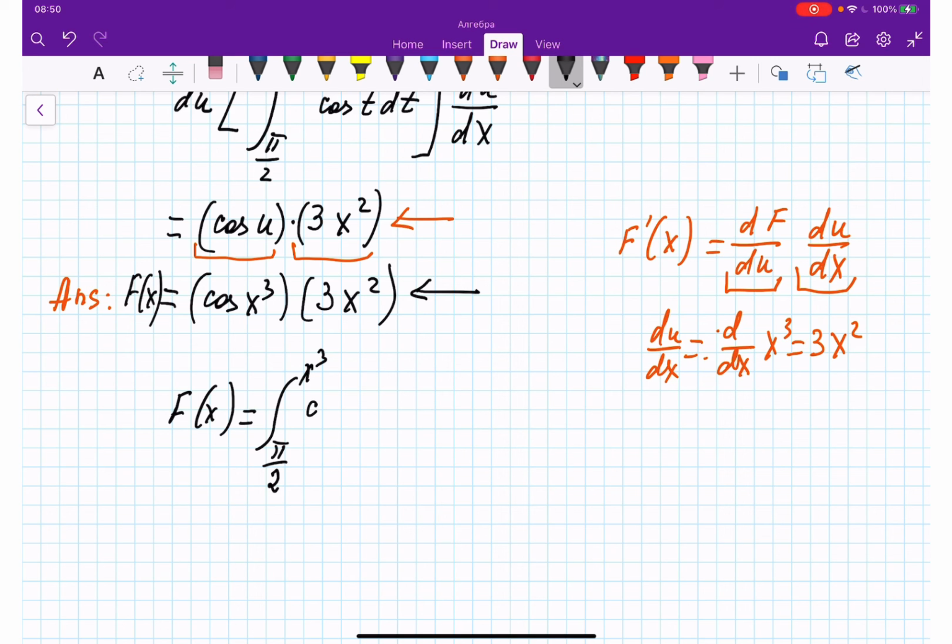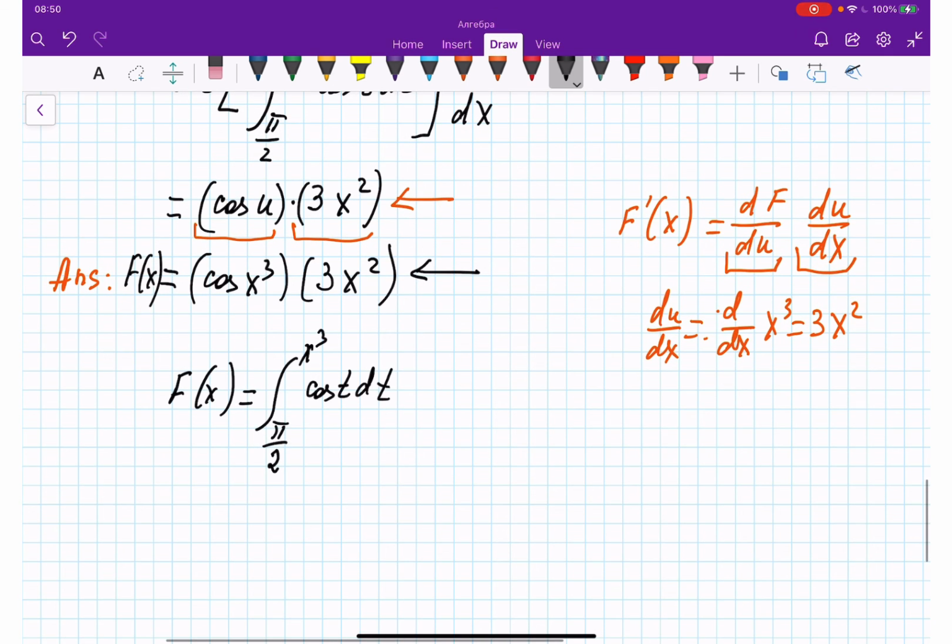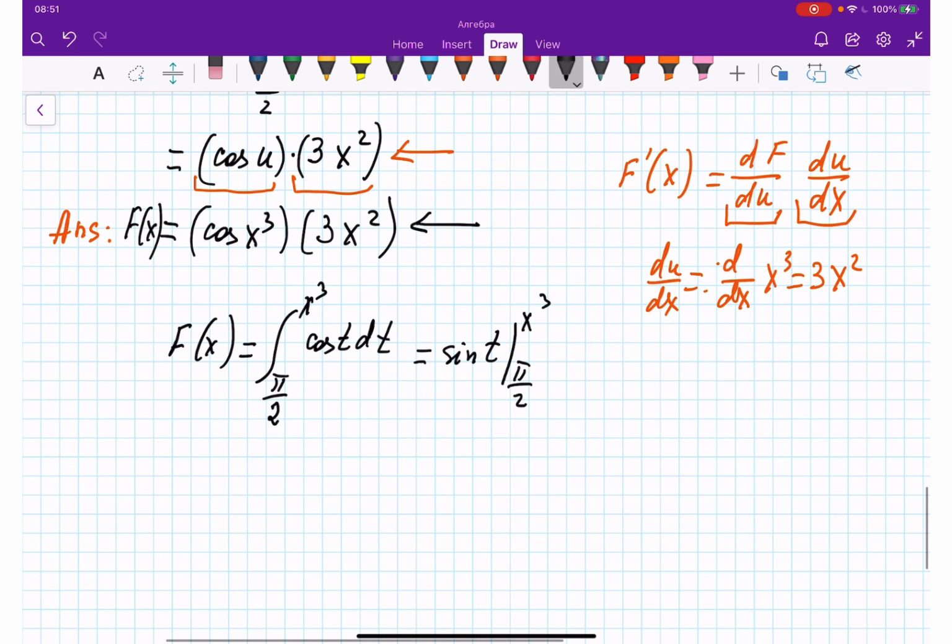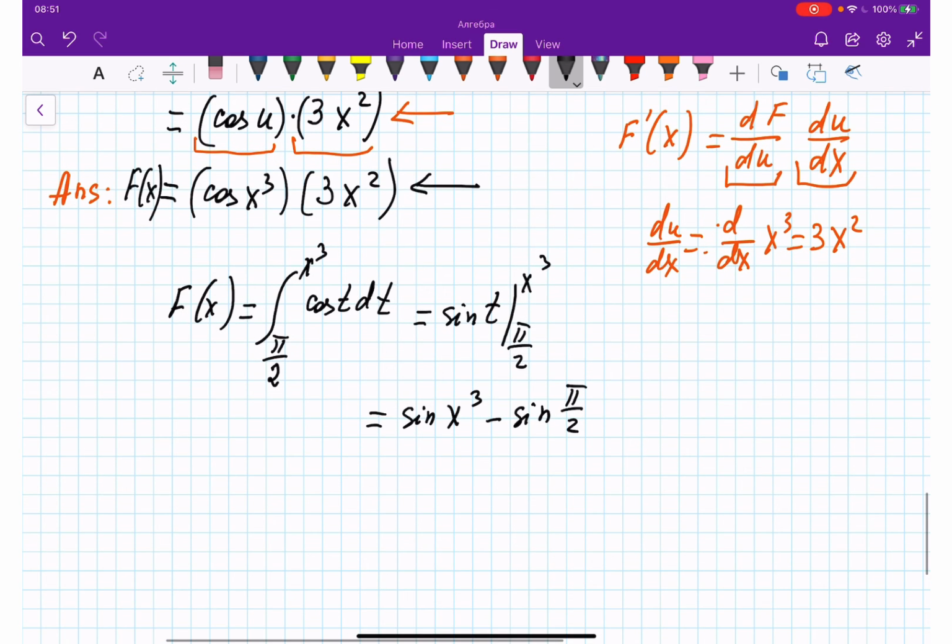The integral from half pi to x cubed of cosine t, my hand is automatically going to x because it's a habit already. So equal sine t from pi half to x cubed. So this is going to be equal sine x cubed minus sine half a pi. And this is going to be equal sine x cubed minus 1.